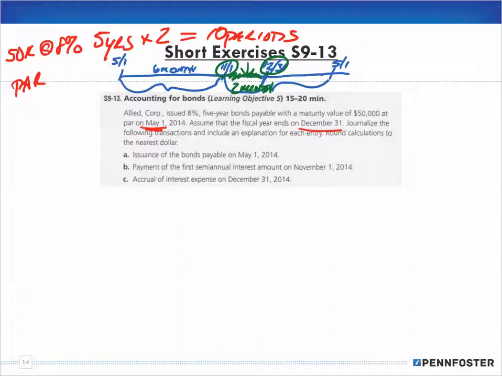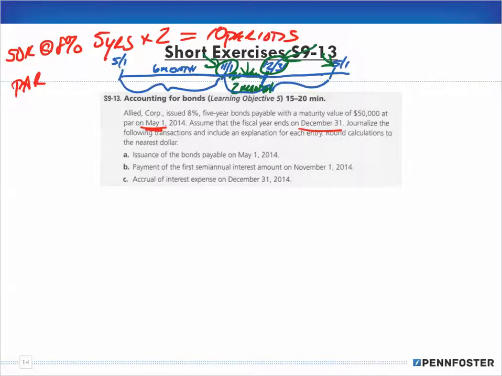So at the end of December 31st, you have to get that interest on your books. Now, you're not paying the interest out on December 31st. Remember, you pay the interest out every 6 months: on 11/1 and on 5/1. So the interest accruing during that time period ends up being an interest payable, a liability, because it's something that you still owe.